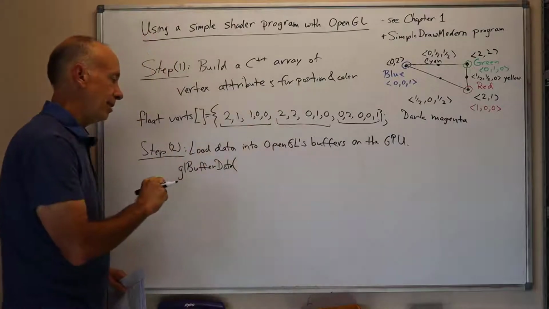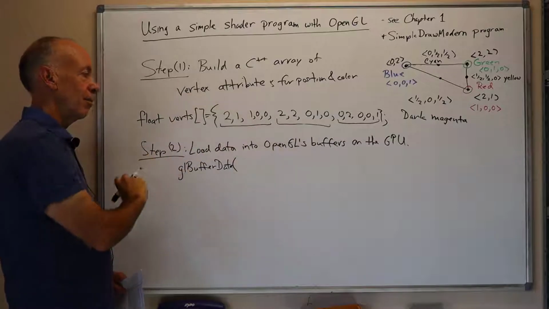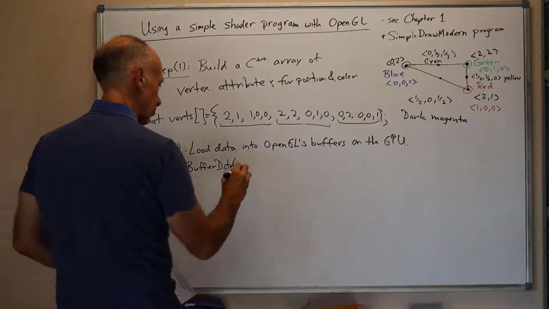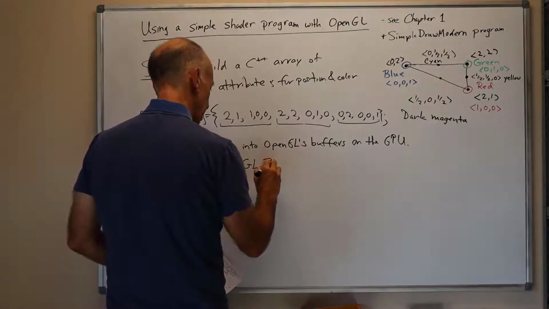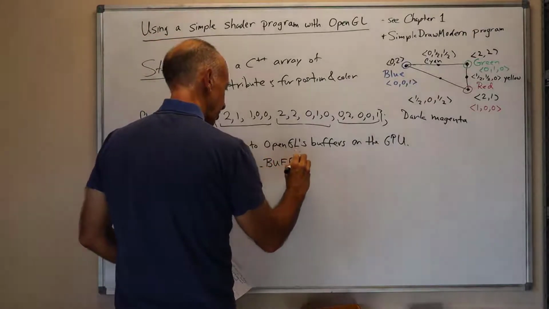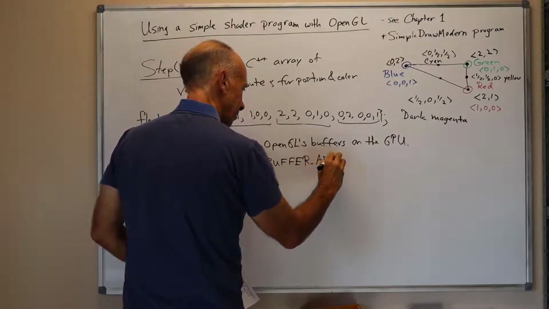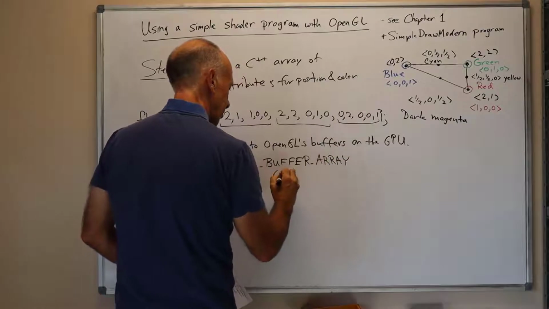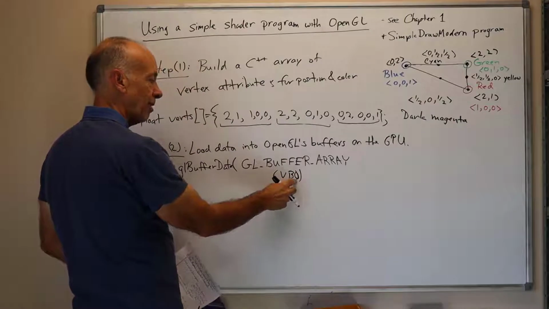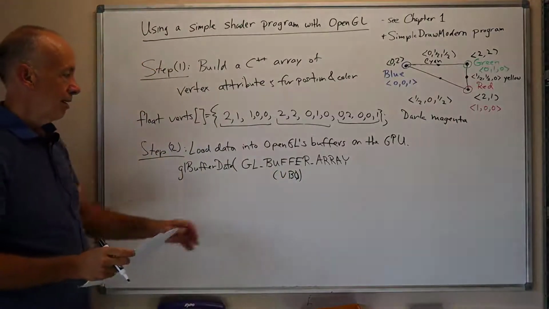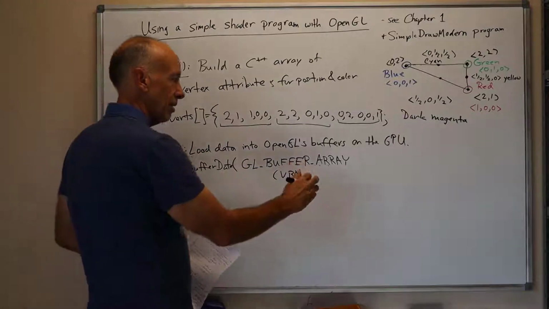And what GL buffer data does is it loads the data from the C++ array into the OpenGL buffer. And so for this, the first parameter of GL buffer data is GL buffer array, which tells us where to send the data. It goes to an object called the buffer array. Sometimes this is called a vertex buffer object, VBO. So vertex buffer object, VBO, is what people frequently call a vertex buffer array. But vertex buffer array is just a keyword here.